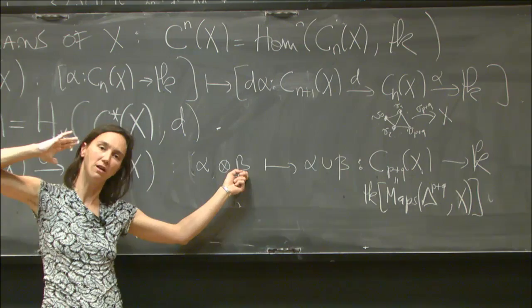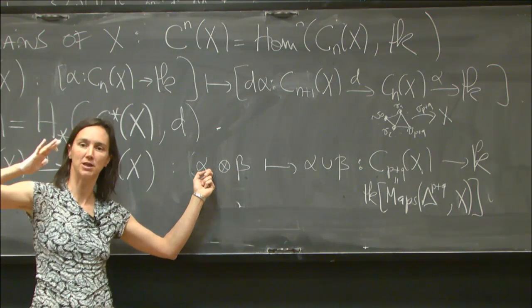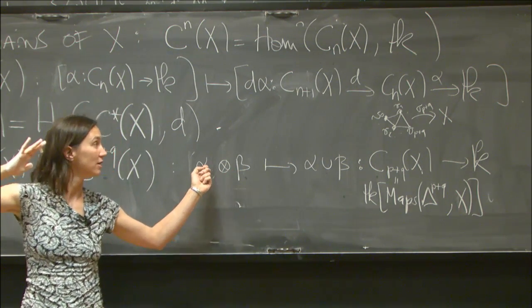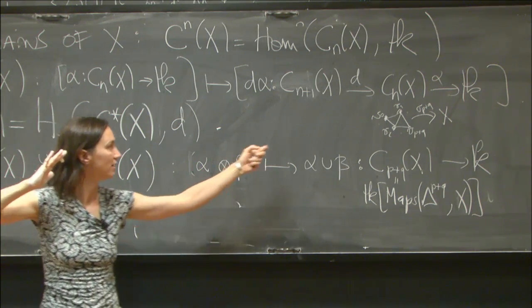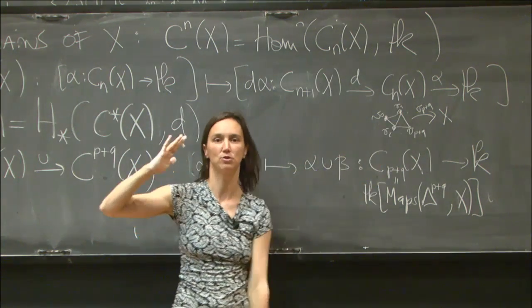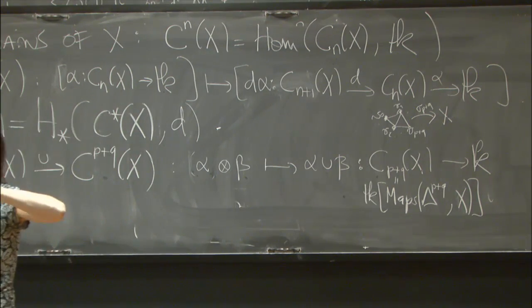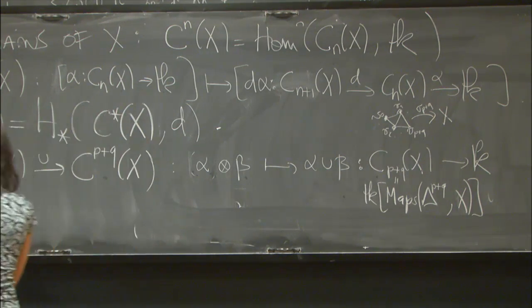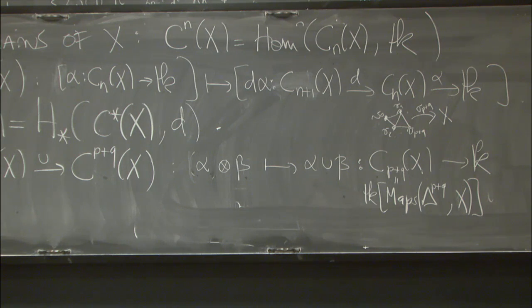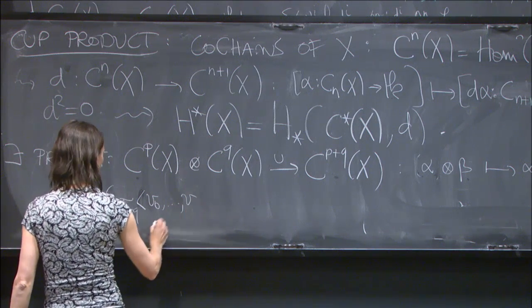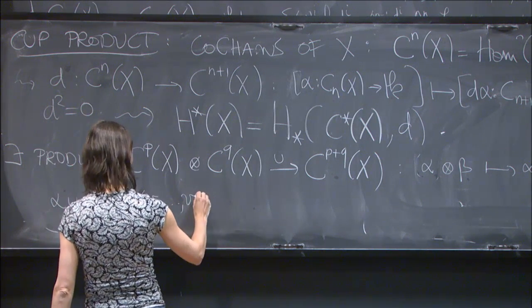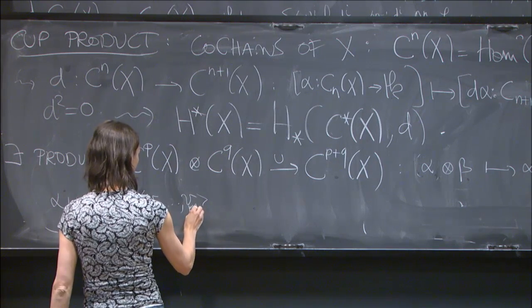Well, I'm going to use my first map on the beginning of the simplex. I'm going to use alpha on the restriction of the simplex to the beginning, and beta on the end of it. Okay, so alpha cup beta of such a map, sigma P plus Q, of, think of the simplex V0, ..., VQ, P plus Q, thank you.